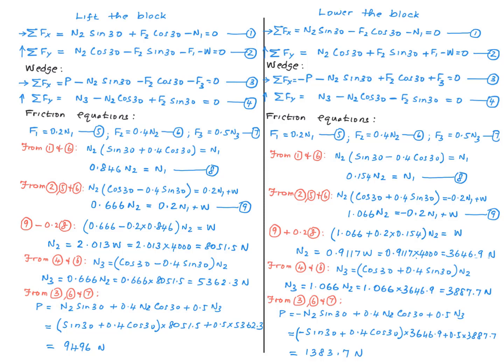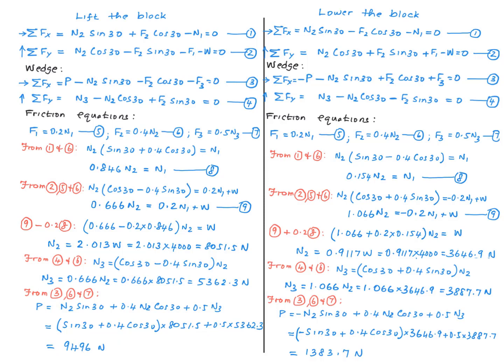So the final step of my strategy is to take equation number 3 and find a value for P. So P equals N2 sine 30. I bring this to the right side, right? And then I express F2 in terms of N2 and bring this to the right side, and express F3 in terms of N3 and bring this to the right side. And I have this equation, right? So now we have values for N2 and N3. Substitute those, and I get this value for P.